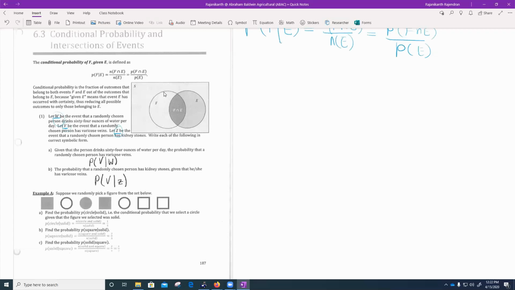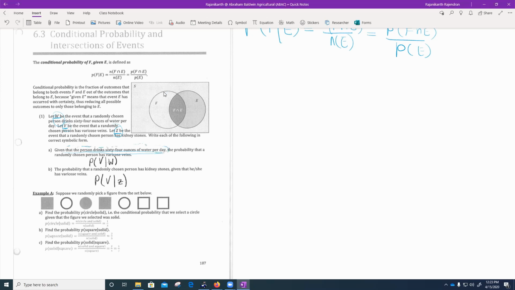Now the first part is given that the person drinks 64 ounces of water per day. So this is the given, the condition event, right? But the question is, write the probability for what? That the randomly chosen person has a varicose vein. So they are asking us to find the probability that the chosen person has a varicose vein. So the probability of V, but we already have the condition, right?